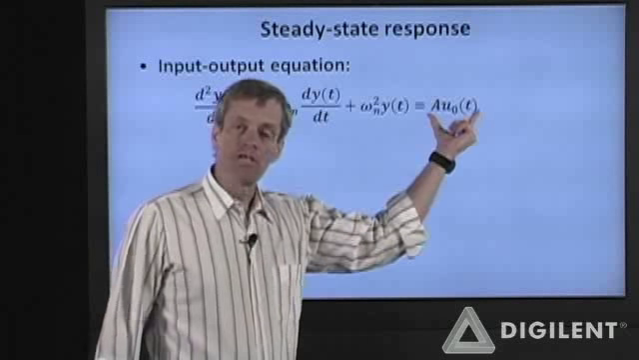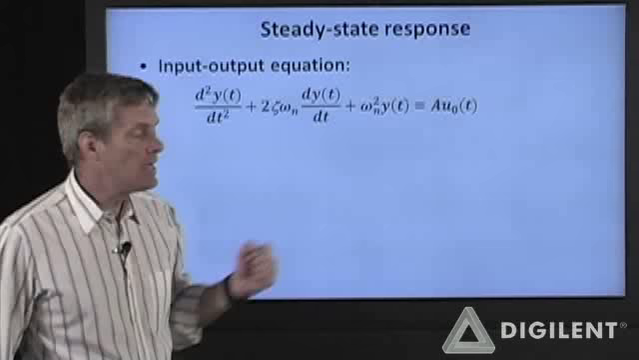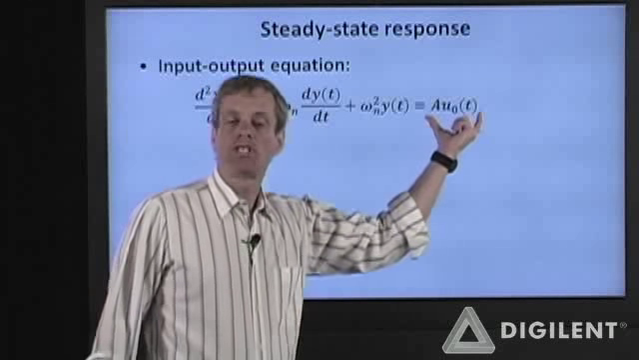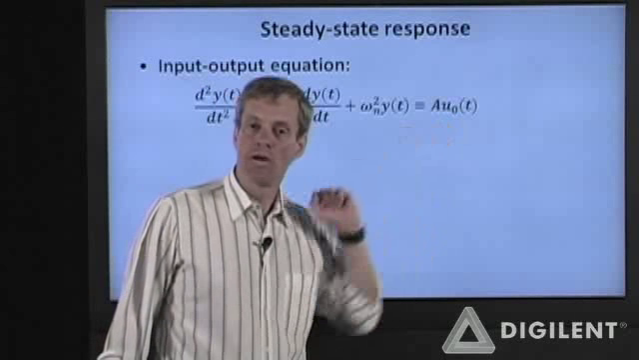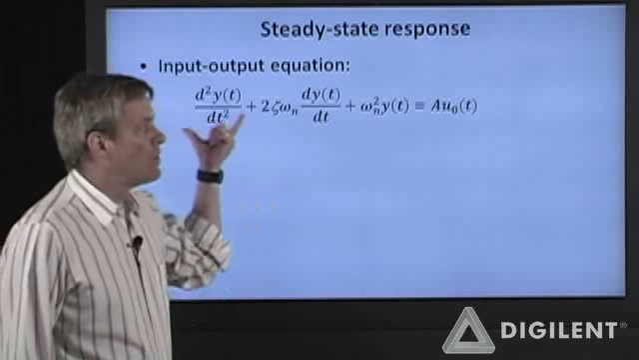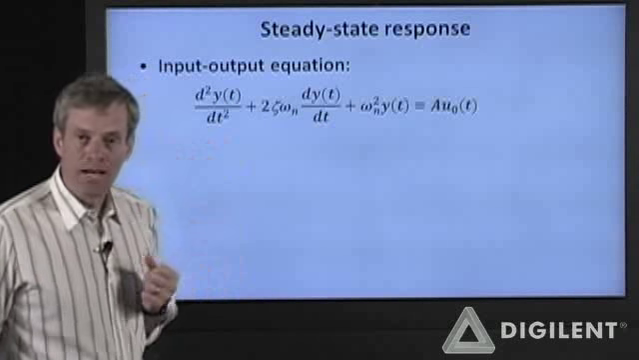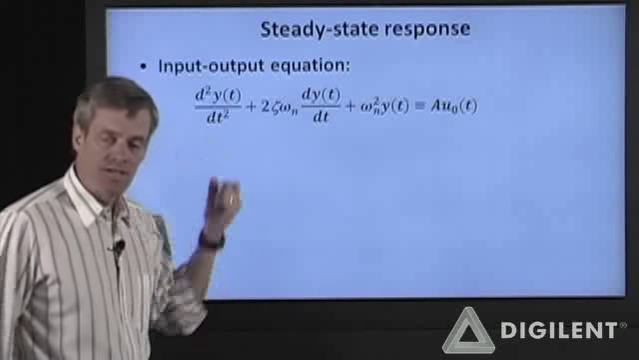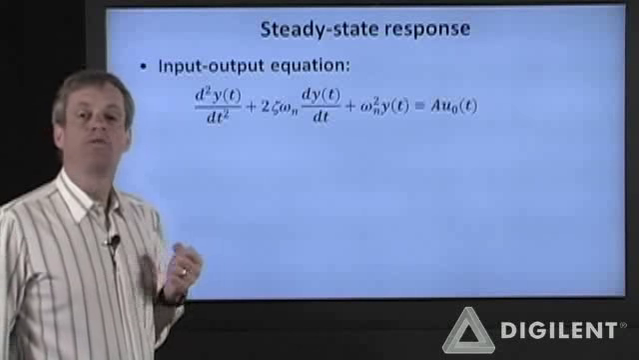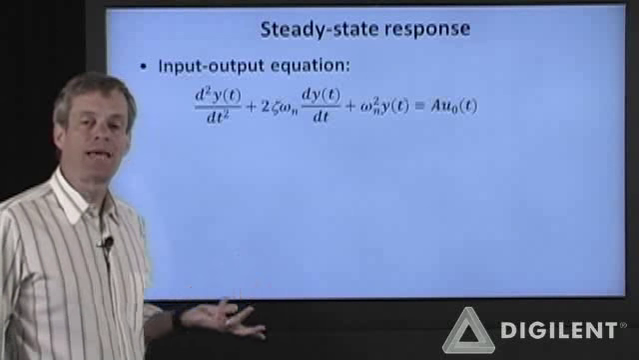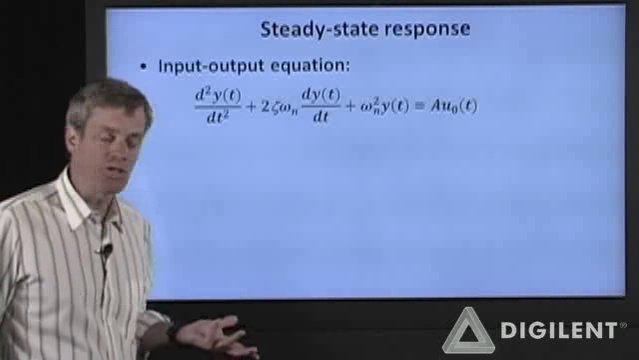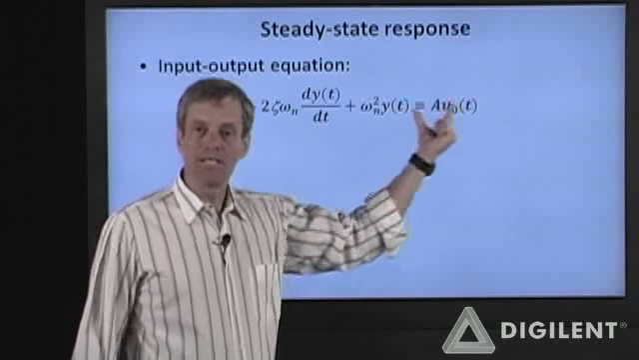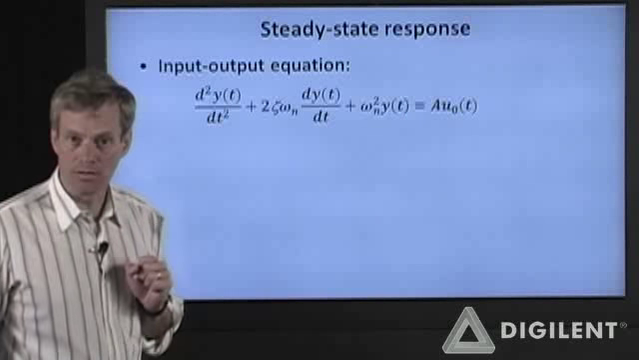Our forcing function is a scaled step. This is just a number for time greater than 0. So if I let time go to infinity, the only thing that's left of this is the particular solution. The particular solution has the same form as the forcing function. Therefore, y of t has to become a constant.